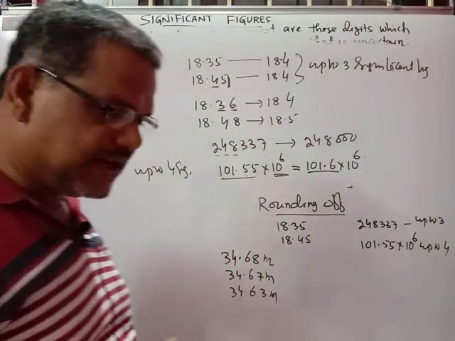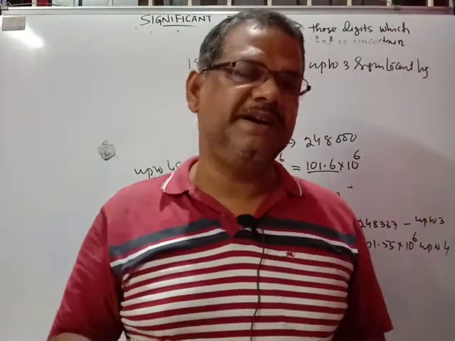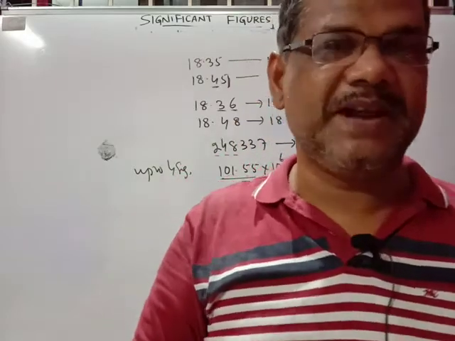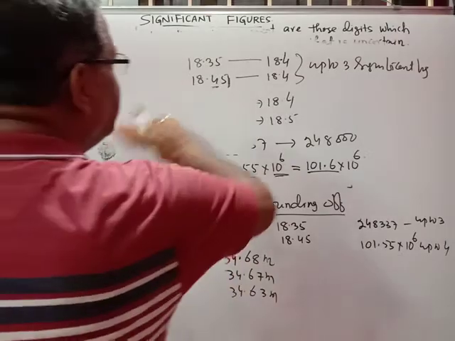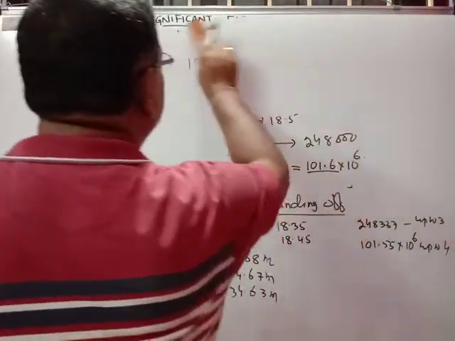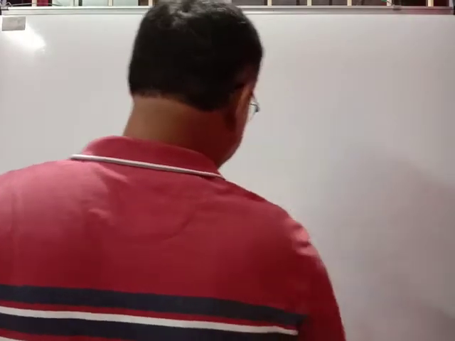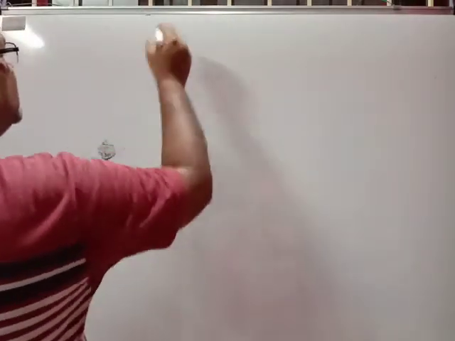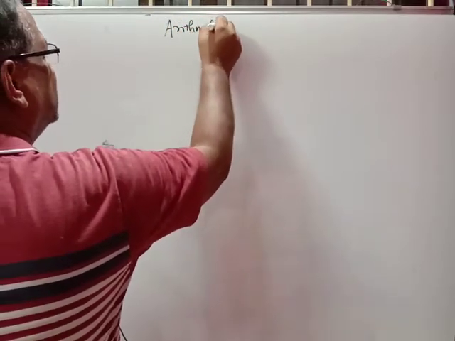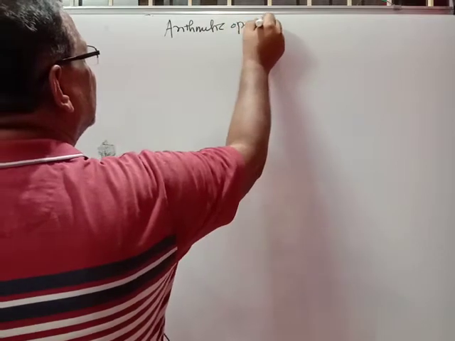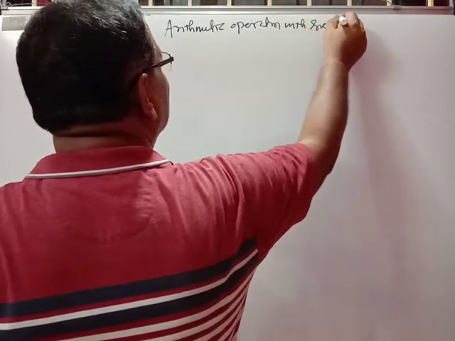In this way we can do arithmetic operations with significant figures. Just look at it now. What I am telling you, suppose, is arithmetic operations with significant figures. How are arithmetic operations done with significant figures?